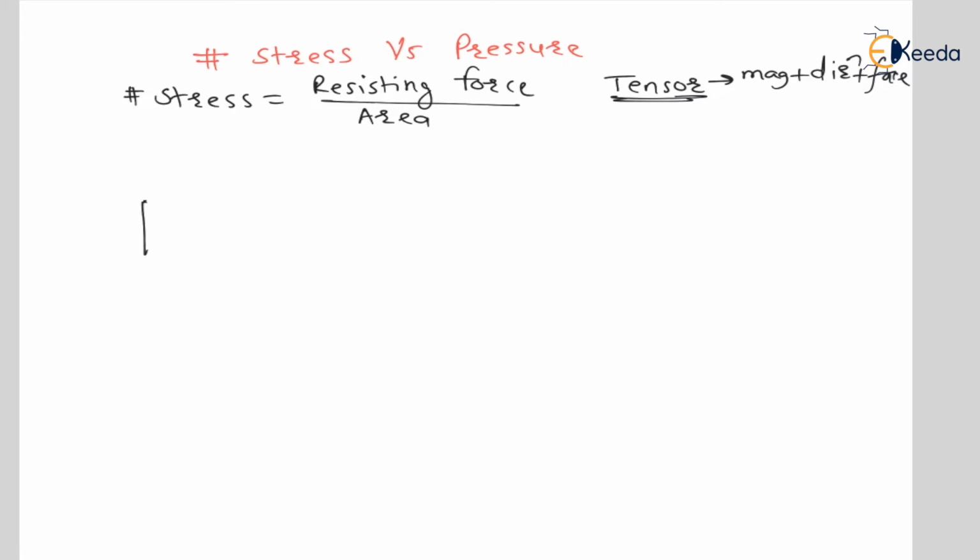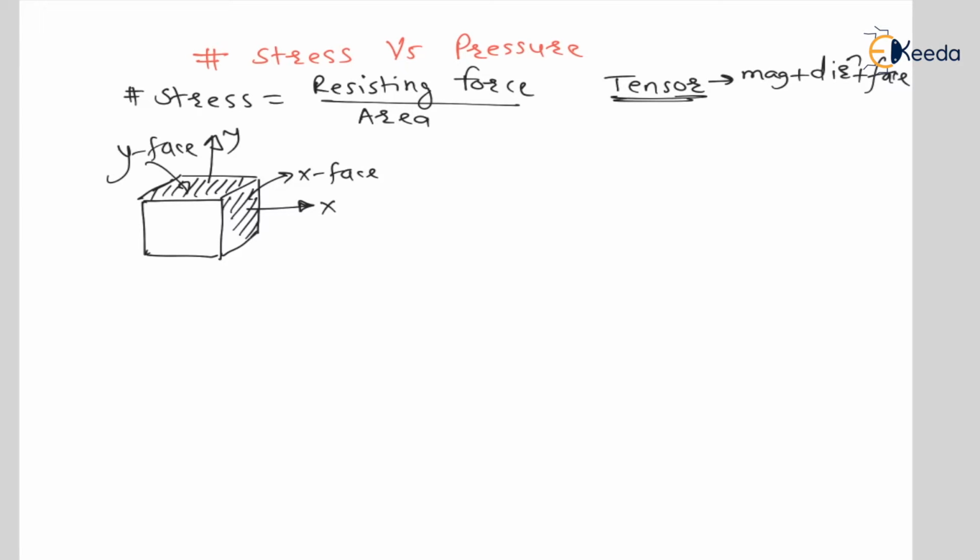Now we have defined the planes or faces. See, if I consider one 3D element, this is the x-axis, and the area which is perpendicular to the x-axis is called the x-face or x-plane. This is the y-axis, and the face which is perpendicular to the y-axis is called the y-face. This is the z-axis, and the face which is perpendicular to the z-axis is called the z-face. This is how we are defining the faces.